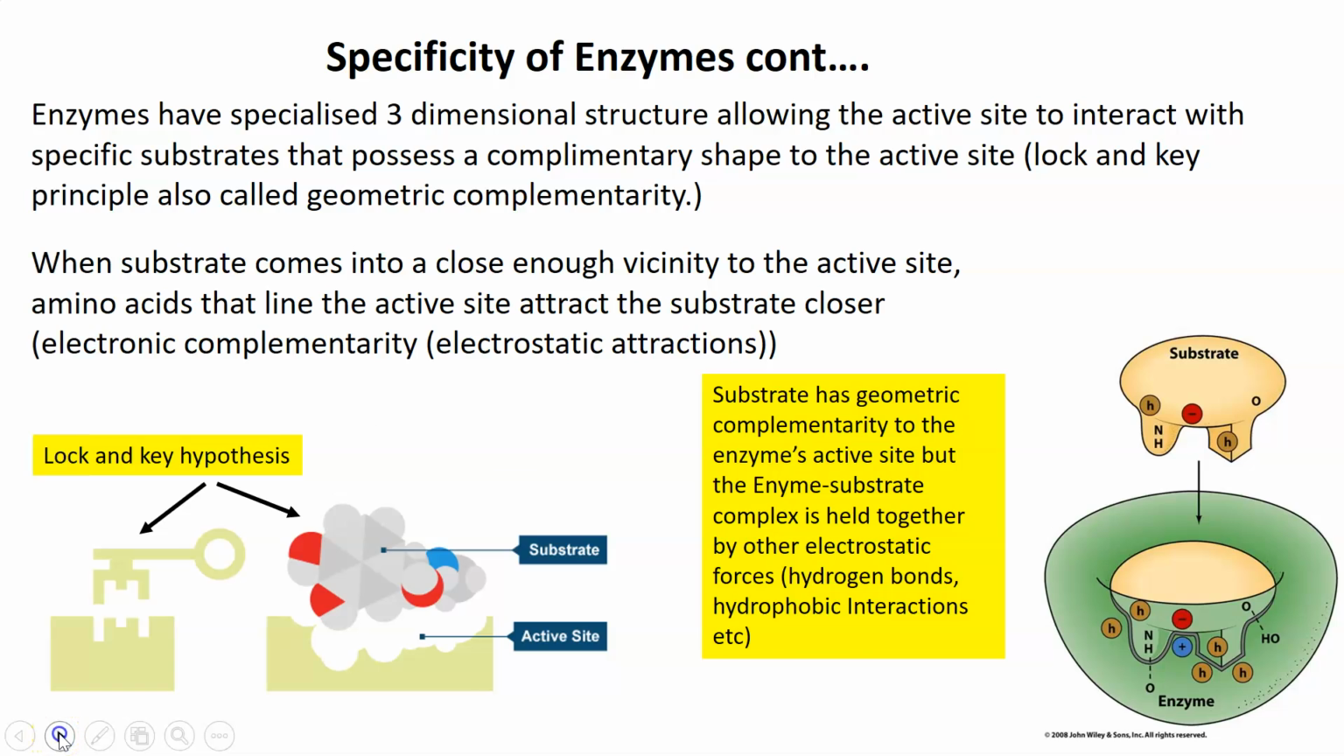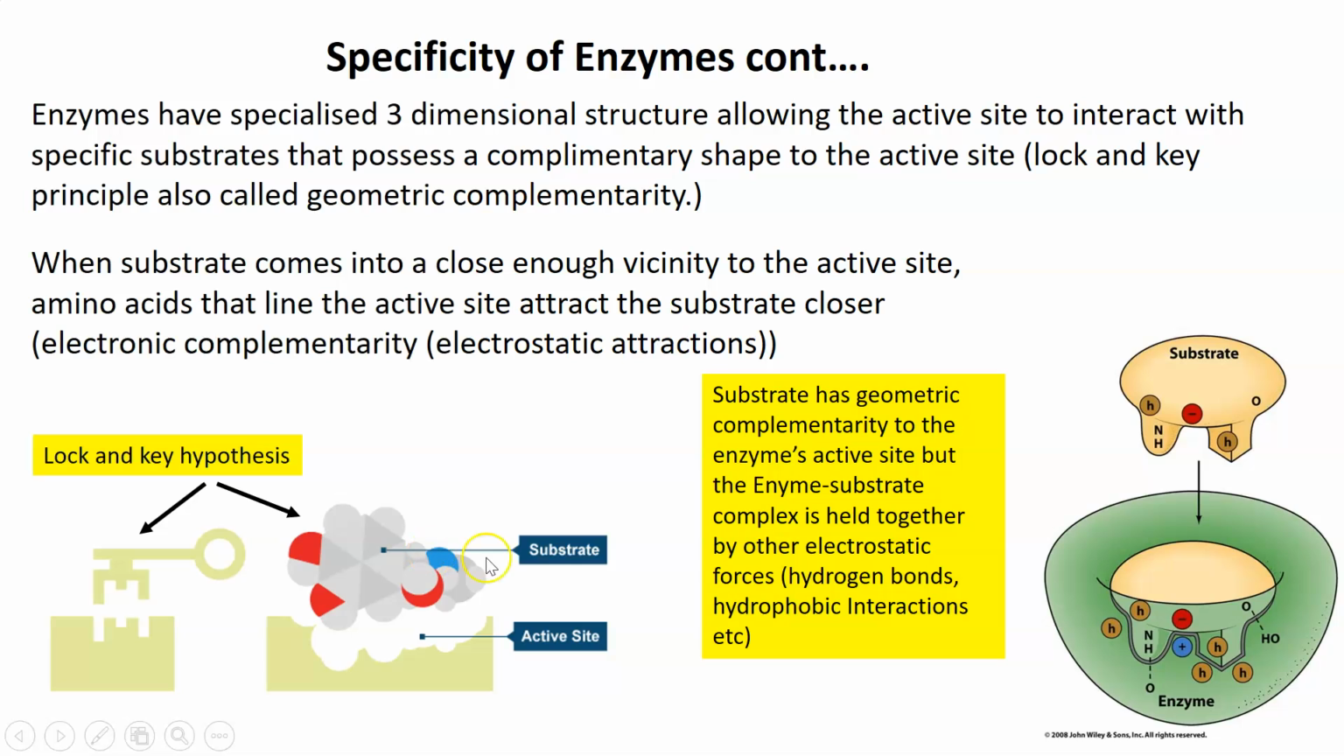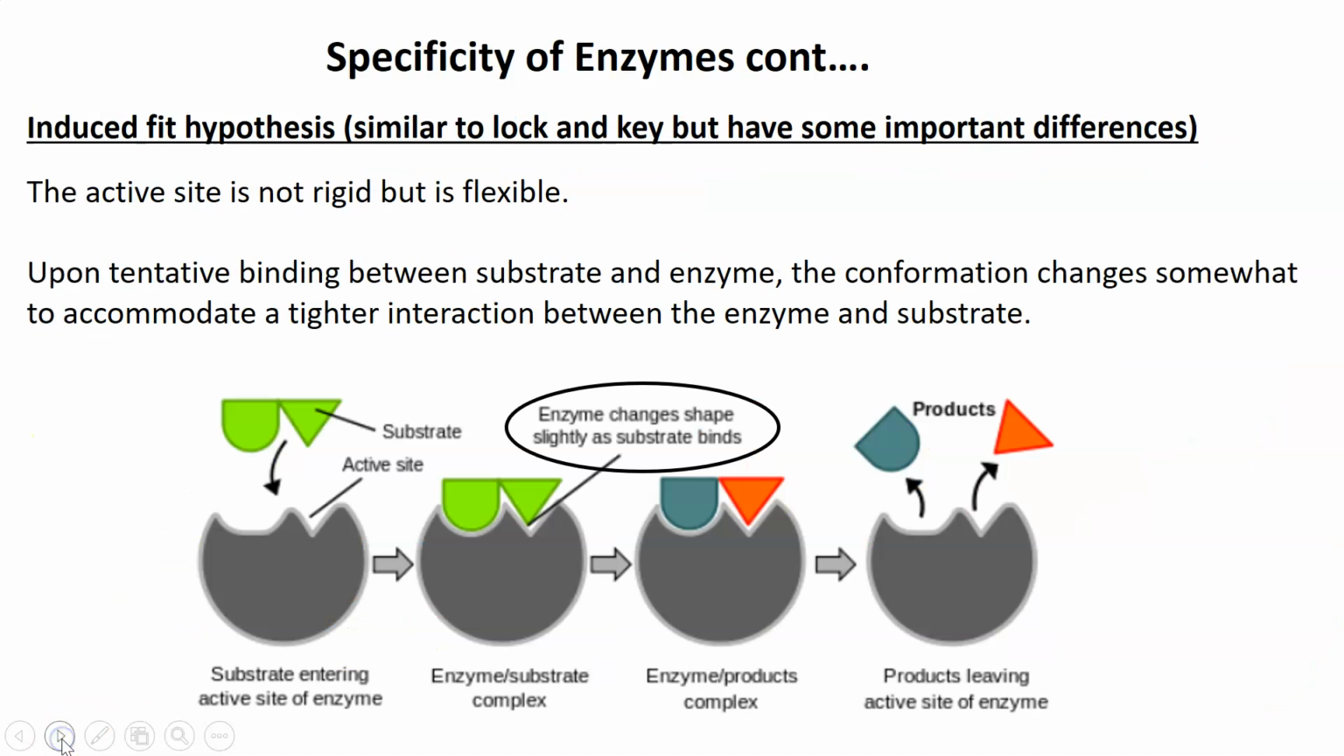If I just move one slide, and then go back, this lock and key method seems to suggest that if you don't have the substrate that fits in exactly to the active site, then it won't work. What we know in reality is that that's not quite true. The biggest feature that drives interaction between substrate and enzyme is the complementary three-dimensional structure of the substrate and the enzyme's active site.